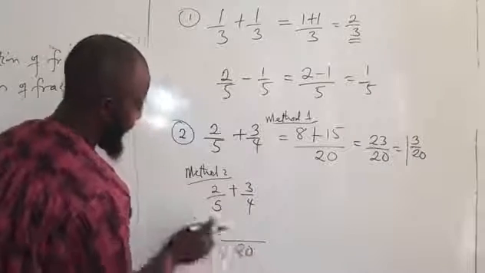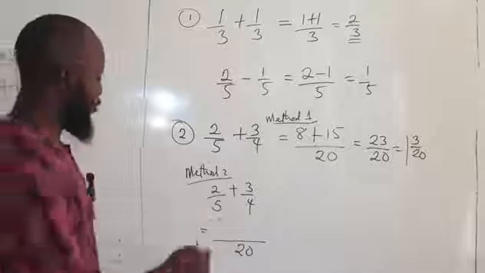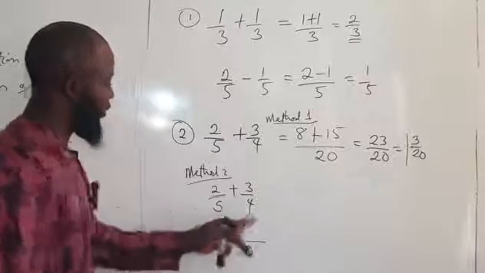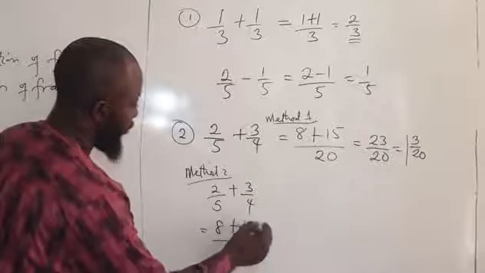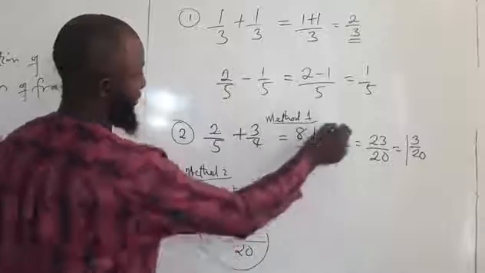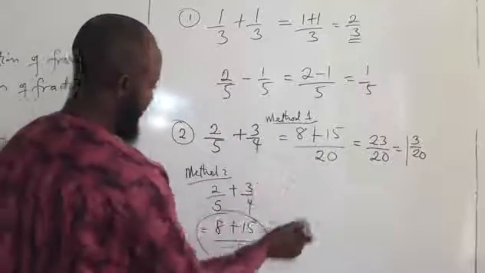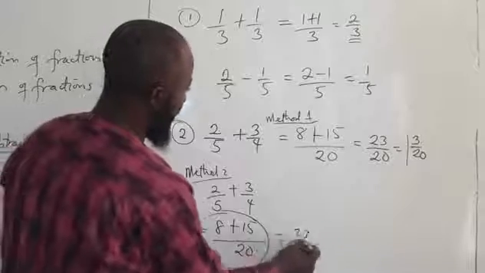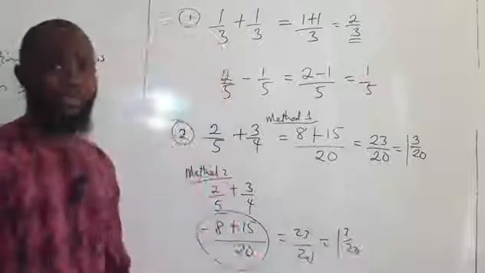So 5 in 20 is 4. 4 times 2, 8. Plus 4 in 20 is 5. 5 times 3, 15. You notice that this step here is the same thing as this one, which is still correct. Hope you've seen that. So it's still the same thing, 23 over 20 is equal to 1 and 3 over 20. I hope this is very clear.